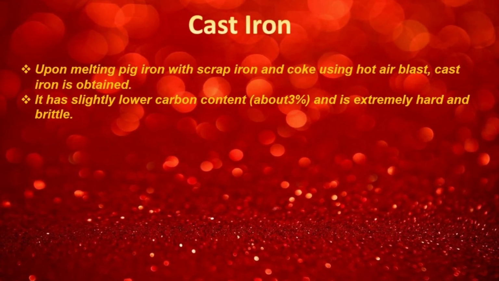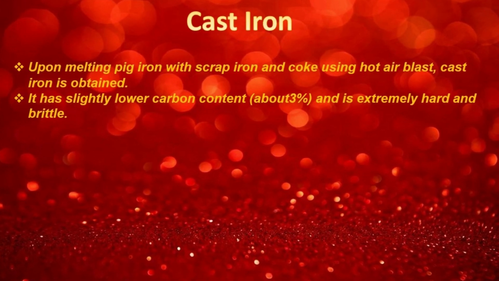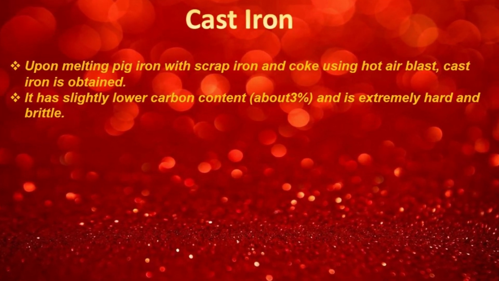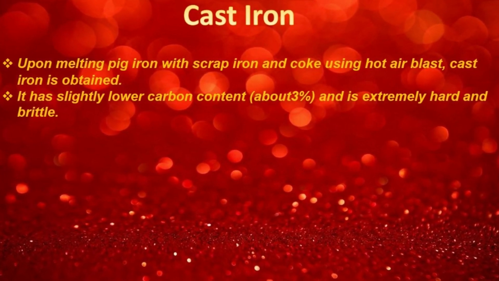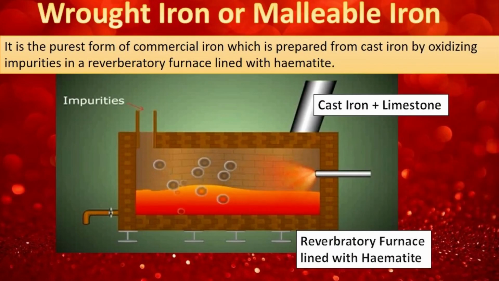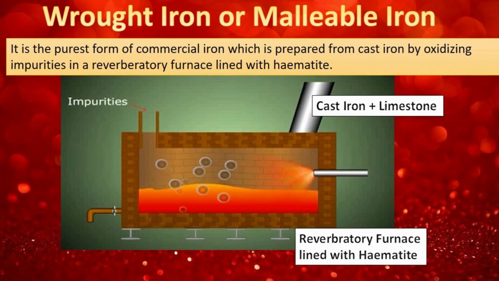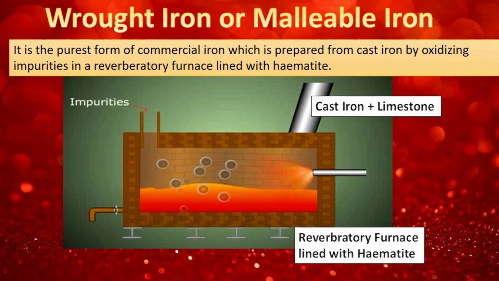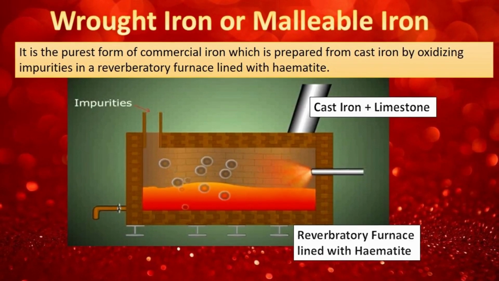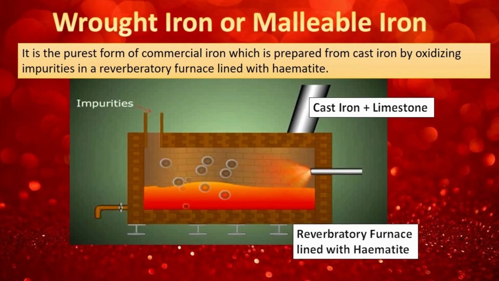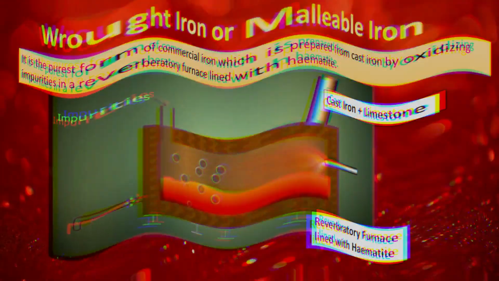When we heat pig iron along with iron scrap and coke using hot air blast, we get cast iron. This cast iron has around 3% carbon impurities and is extremely hard and brittle. The purest form of iron is called wrought iron or malleable iron. This is prepared when cast iron is heated in a reverberatory furnace lined with hematite. This hematite oxidizes carbon to carbon monoxide and reduces the carbon content present in the iron.